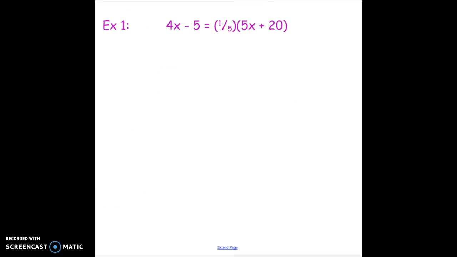Now this is a problem you did on an earlier video. So I'm going to start out by distributing this 1/5. So I've got 4x minus 5, and then I'm going to take 1/5 times each piece. 1/5, when I multiply by that, that multiplies by the numerator and divides by the denominator. So 5 times 1 is 5, divided by 5 is 1. So that's 1x, or x. Then I'm going to distribute to the 20. 20 times 1 is 20, divided by 5 is 4. So I've got x plus 4 on the right.